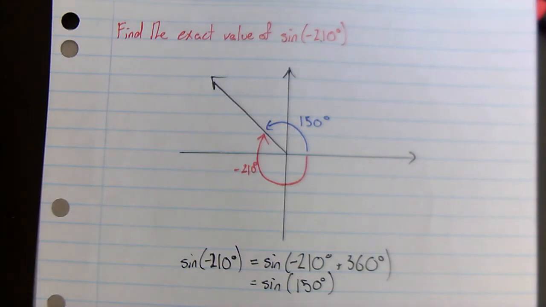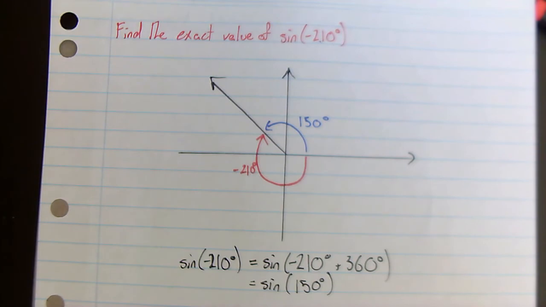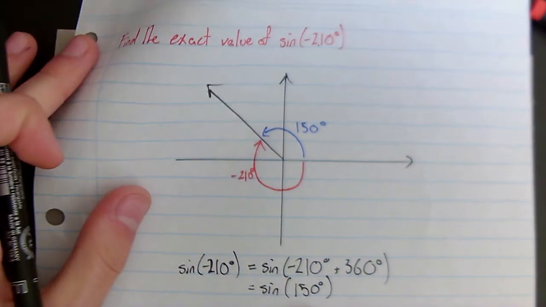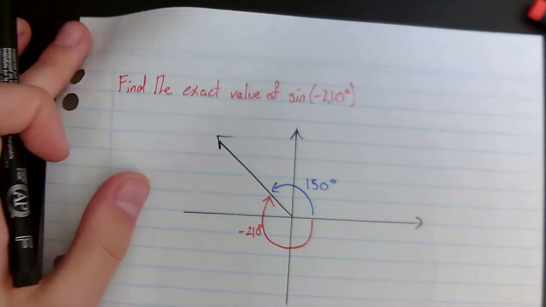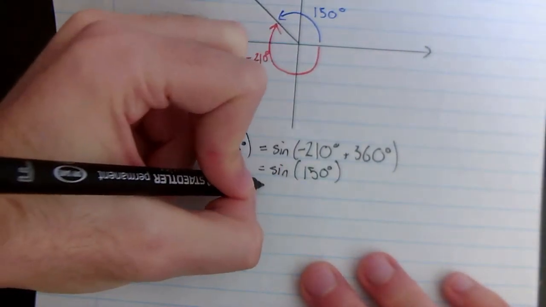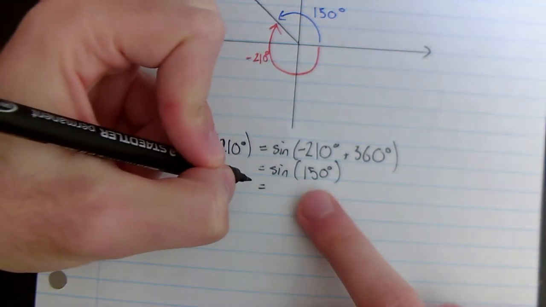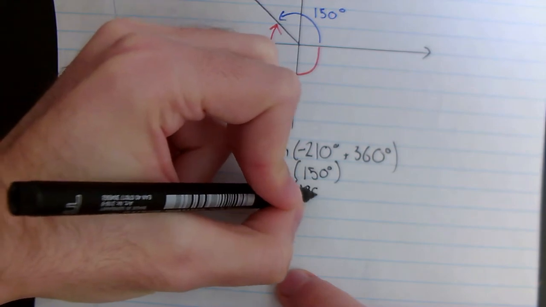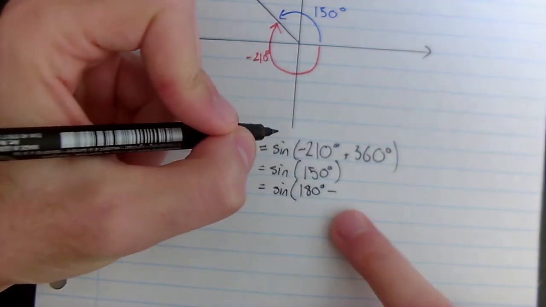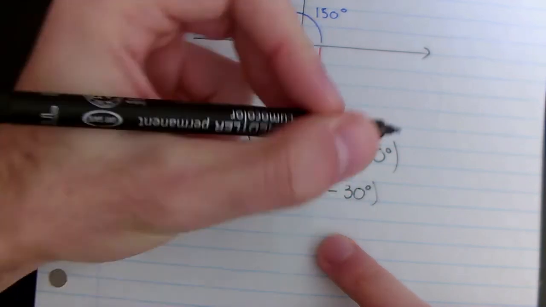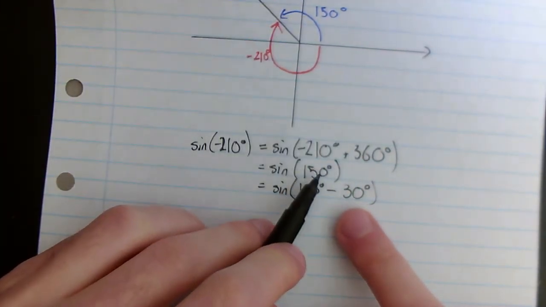Okay? And now once we've got it to this point, the rest of it should be pretty simple. First of all, what quadrant are we in? And we've identified that we're in the second quadrant. How do we define angles in the second quadrant? Remember, it's going to be 180 minus theta. So I'm going to re-express 150 as sine of 180 minus theta. And now what's this theta going to be equal to? It's going to be equal to 30, because 180 minus 30 gives me 150.